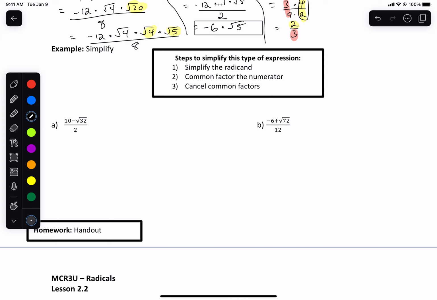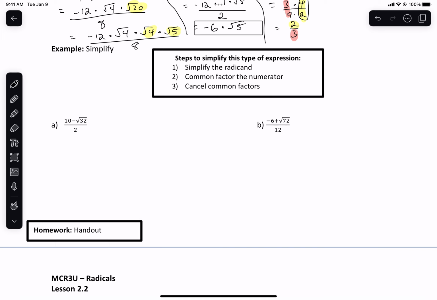Okay, so root 32. How would I simplify root 32? We're going to get 10 minus a product of 2 radicals. What are the 2 radicals? You always go 1, 4, 9, 16, 25, 36, 49. You're just checking all those, right? What'd you get? 16. 16 times what? 2. Gives me 32. So I can write root 32 as a product of 16 times root 2. And divide that by 2.